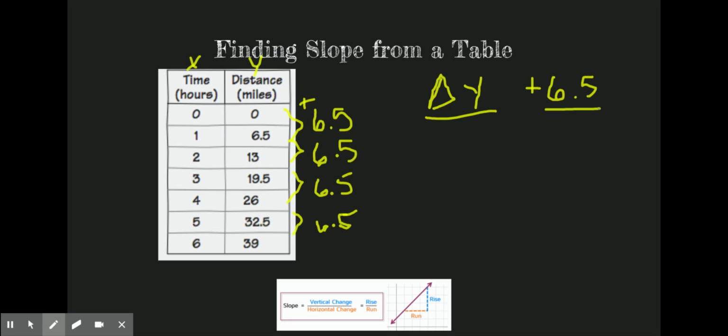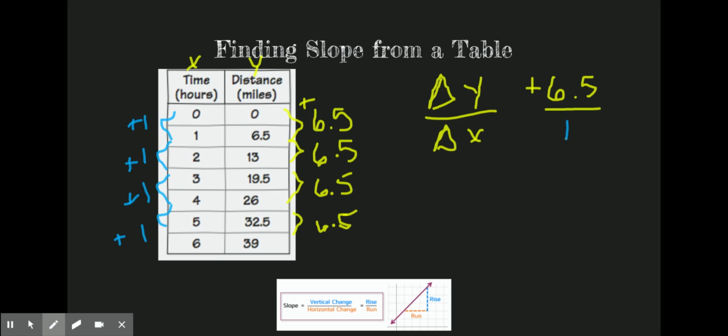Now, what is my change in my x? Let's take a look at our change in our x. So I go from 0 to 1, which is up 1. I go from 1 to 2, which is up 1. I go from 3 to 4, which is up 1. And as you can see, all of these are going to be a plus 1.